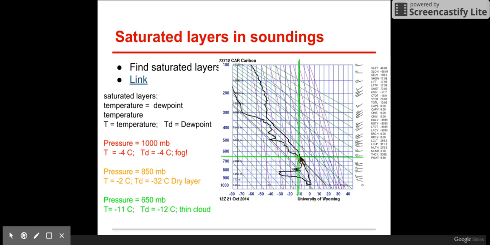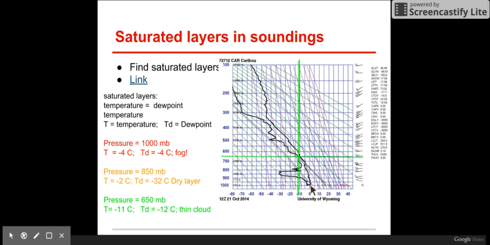Okay, so in this case, if you follow these lines down to the bottom over here, you see that they're relatively close to -10. The temperature is -11 degrees Celsius, and the dew point is -12 degrees Celsius. So in this layer, they're very close together, and you can probably presume that there's some sort of cloud in this layer.